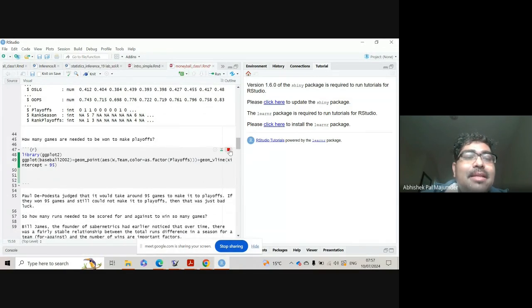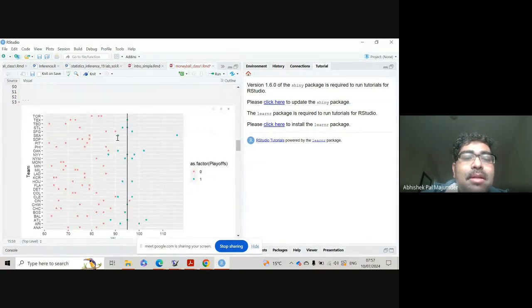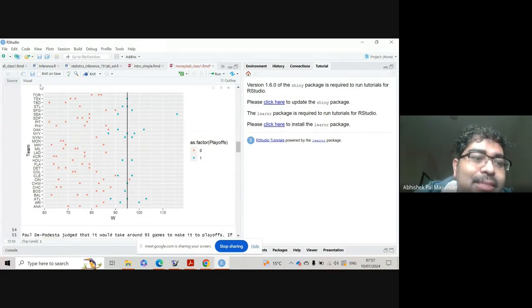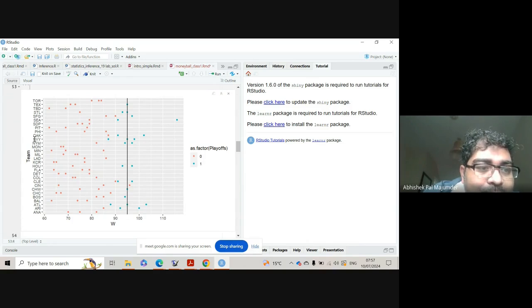Now I just made a ggplot R plot. In the y-axis you have the team names, and in the x-axis we have the number of wins for every year. So for every team you have three data points. Basically, you can see this OAK, that is the Oakland Athletics. You have one data point here, one here, and one here.